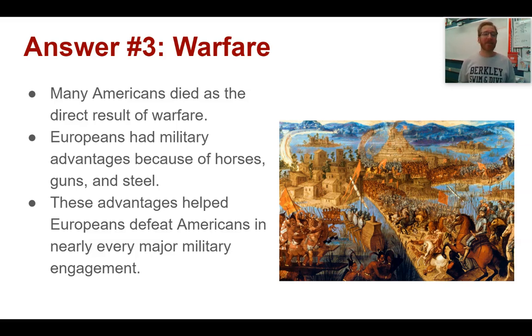And steel being more durable and sharper than most Native American weapons, and also in particular the armor that many of the Spaniards would wear. A stone-tipped arrow hitting steel armor is not going to cause a lot of damage. So this was an advantage that they had. These advantages really did lead to Europeans, Spanish, defeating the Native Americans in nearly every major military engagement that they encountered. Anytime armies went head-to-head, the Spanish would come out ahead.